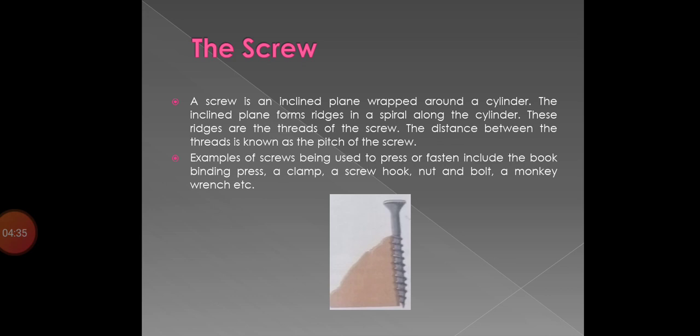A screw is an inclined plane wrapped around a cylinder. The inclined plane forms ridges in a spiral along the cylinder. These ridges are the threads of the screw. The distance between the threads is known as the pitch of the screw. Examples of screws being used to press or fasten include the bookbinding press, a clamp, a screw hook, nut and bolt, a monkey wrench, etc.